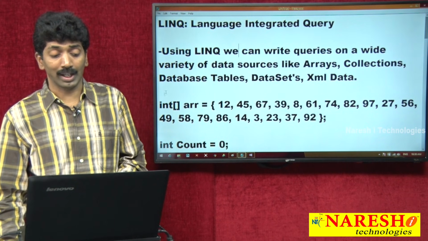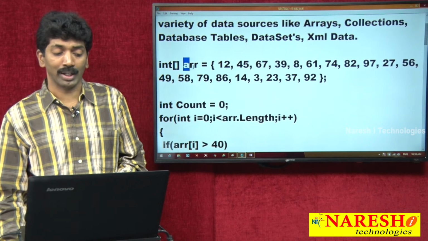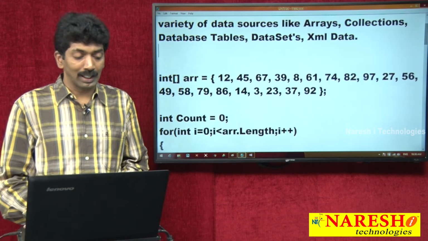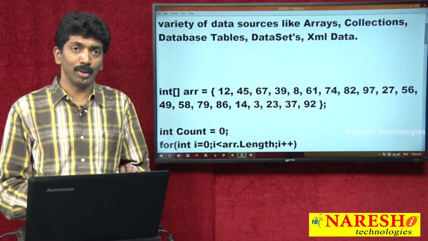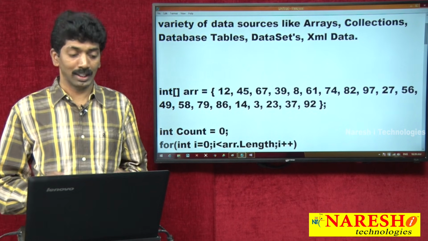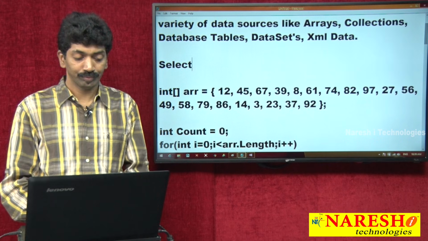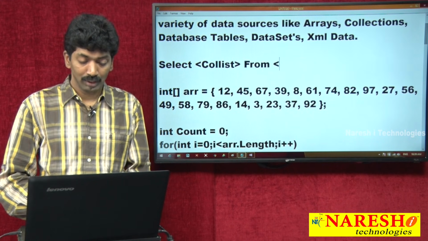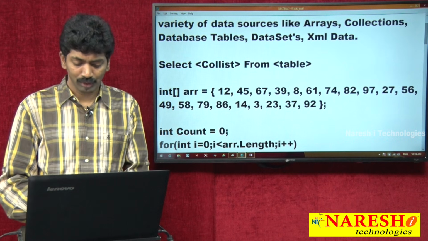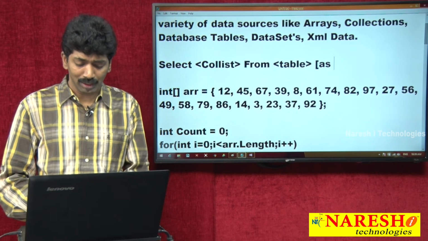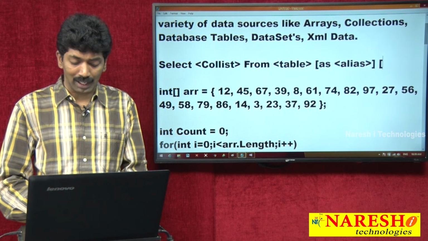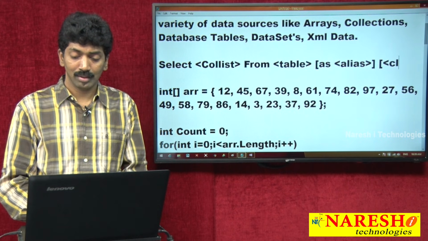So right now, can I write a query on this particular array? You can. How to write? Watch. What is the syntax to write a query on a normal table? It's the normal select statement syntax. Select column list from table, and even though it is optional, as a part of the syntax we say as alias. And in the last, we say some clauses.